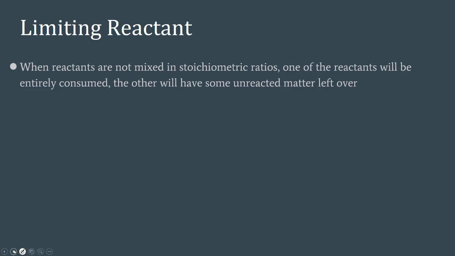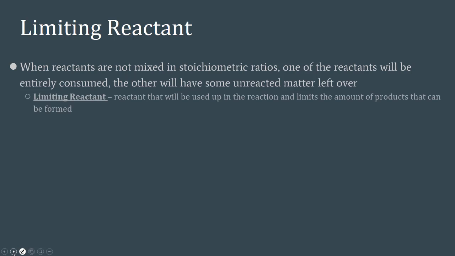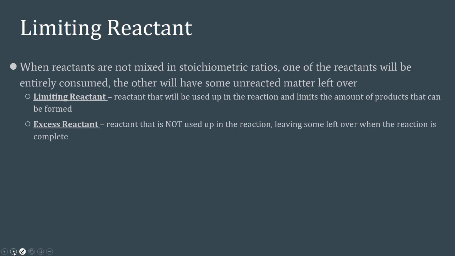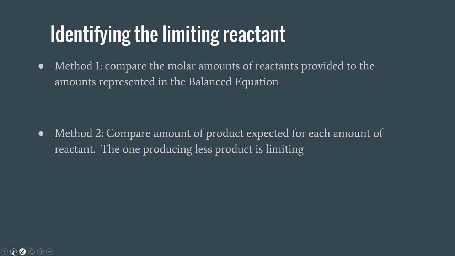Whatever there's not enough of limits the reaction. It means the reaction is going to end when we're out of this one. So we have a limiting reactant that is entirely used up in a reaction, and then we have the excess reactant, which we have leftovers of. And that's so that we can ensure that we get all of our one thing reacted. Now, what we're going to do in this lesson is try to figure out how to identify what the limiting reactant is. We're going to look at a couple different methods for that.